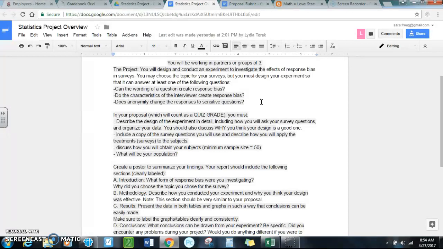So the first thing that you're going to do, and what's going to be due today, is your proposal. As you can see, this is going to count as a quiz grade. I have a rubric for this that's got all of these things in it, but basically what you're going to be looking at is you're going to describe the experiment that you're going to do. What do you want to study? I've got a group that wants to do how to get girls' phone numbers. Do you want to ask people about the way they drive or things like this?